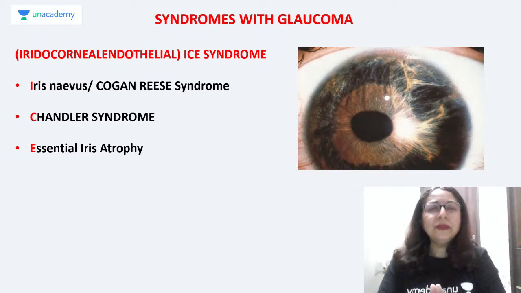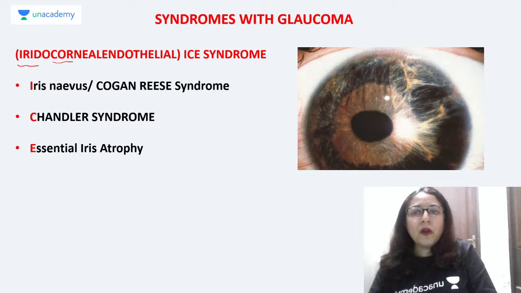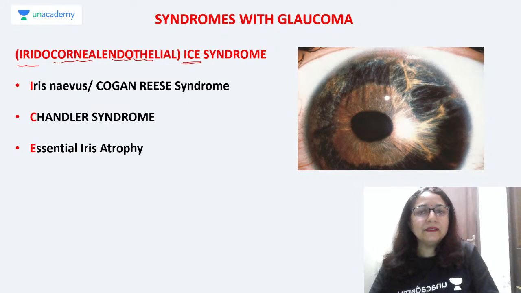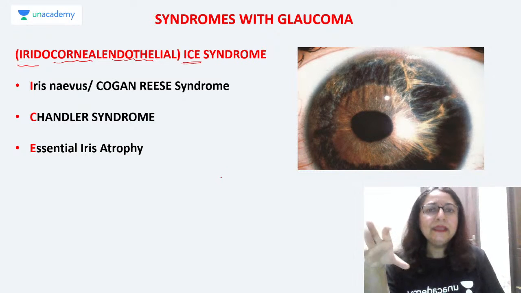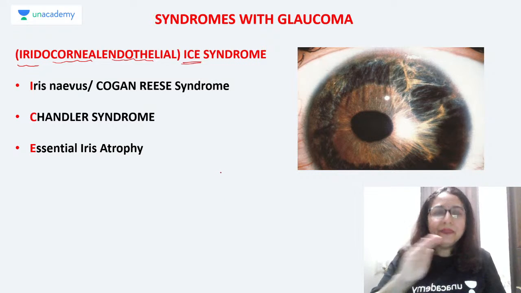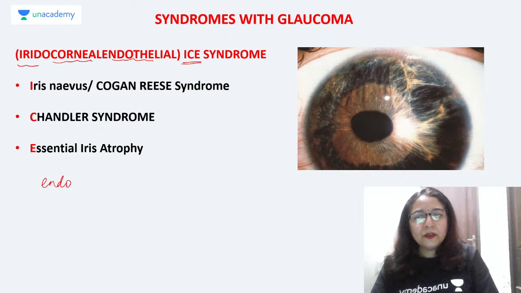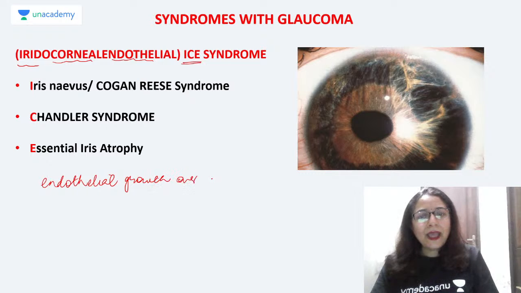Moving on to another syndrome with glaucoma, which is your ICE syndrome. ICE stands for iridocorneal endothelial syndrome. So in this, the basic problem is that there is abnormality in the corneal endothelium, and this endothelium grows over the trabecular meshwork, the iris area, the angle structures, leading on to different abnormalities. So the basic problem is endothelial growth over angle structures and iris.